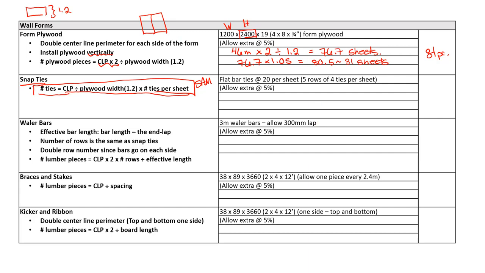So what it says for the number of ties, one tie goes between two sheets. So we take our center line perimeter, we divide it by how wide the plywood is, because we want to figure out the amount of plywood needed for one side, and then we're going to multiply it by how many ties per sheet.